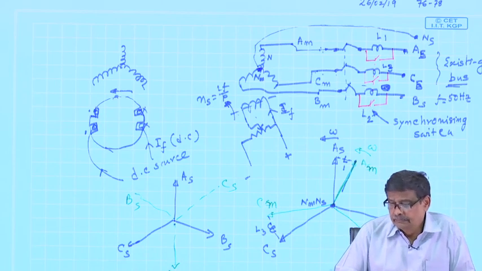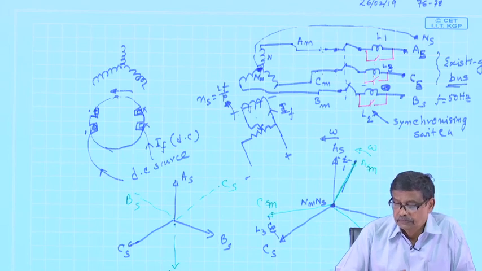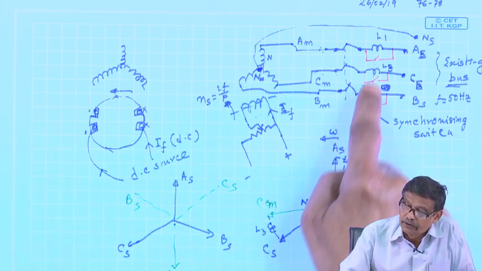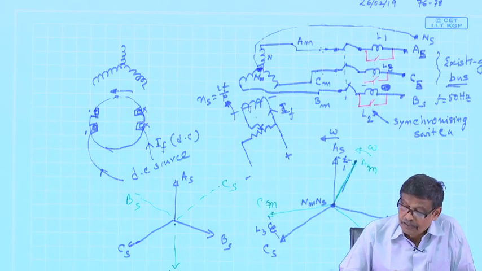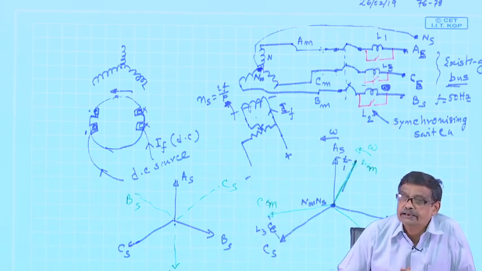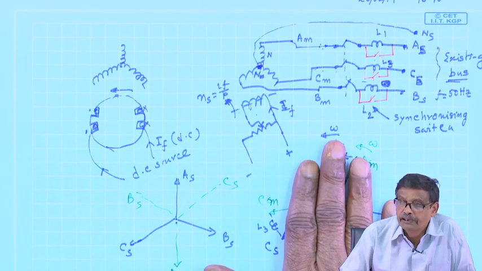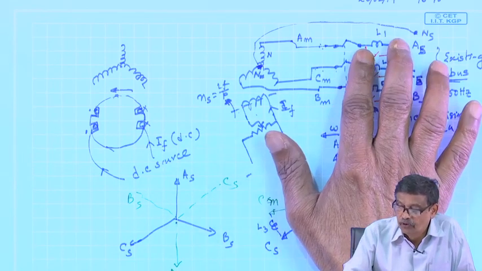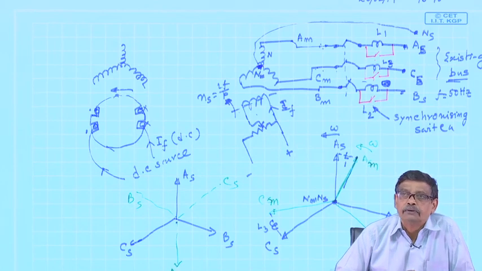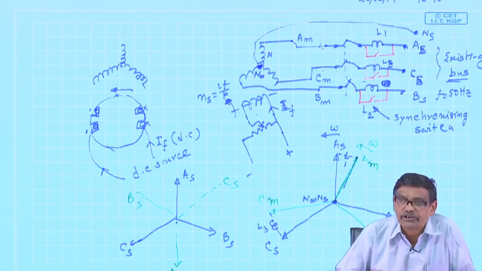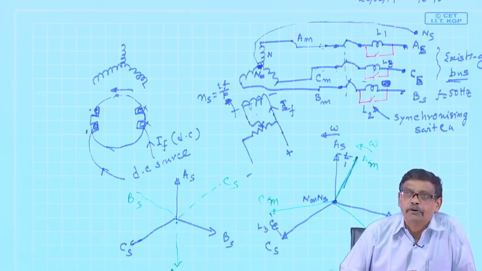It is quite obvious that you are allowed to close this switch only when all the lamps are dark. Then you are sure that these two sets of EMF are overlapping, and there is no voltage existing between these two points. Therefore, no question of any kind of short circuiting, no circulating current, etcetera. I think this point is clear.